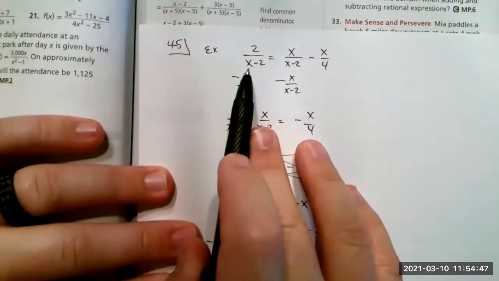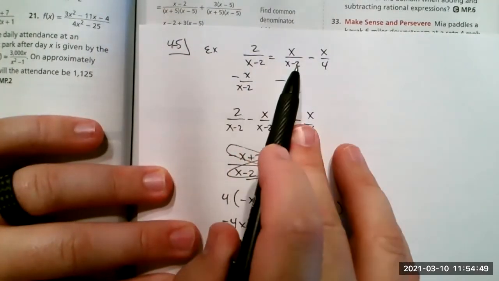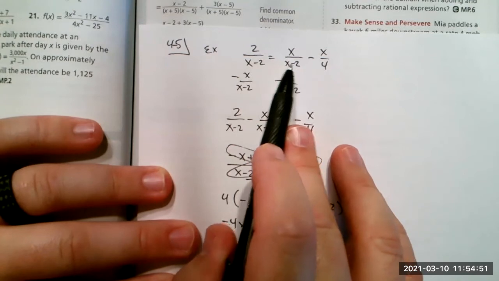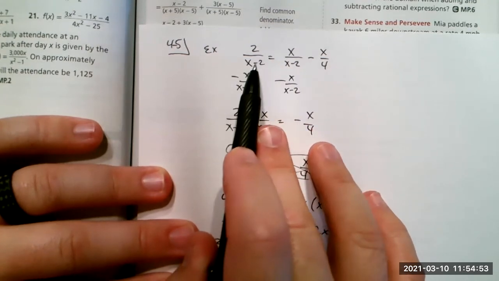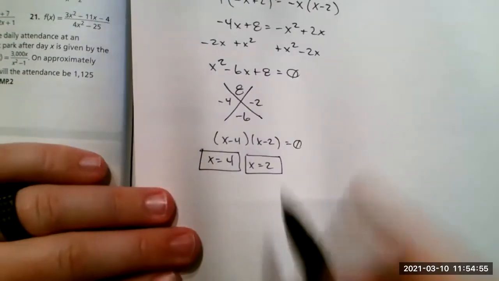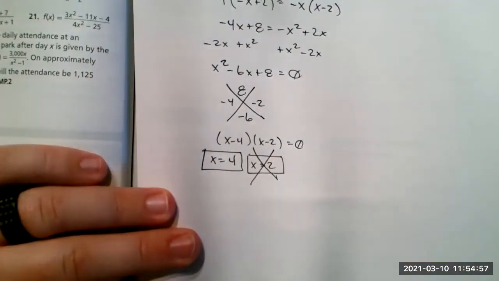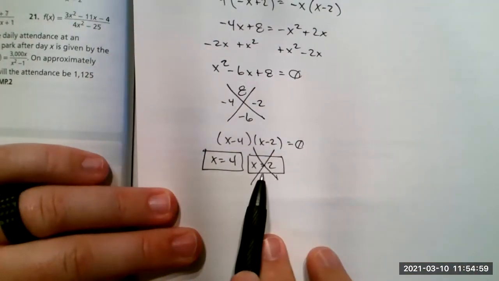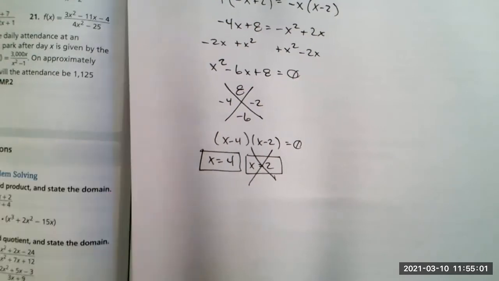If I plug in 4, 4 minus 2, that's 2. 4 minus 2 is good. Perfect. If I plug in 2, 2 minus 2 is 0. So this is an extraneous solution. Leave it on your paper. That's cool. Just cross it out.